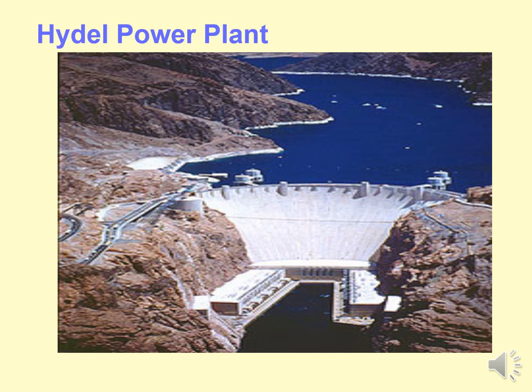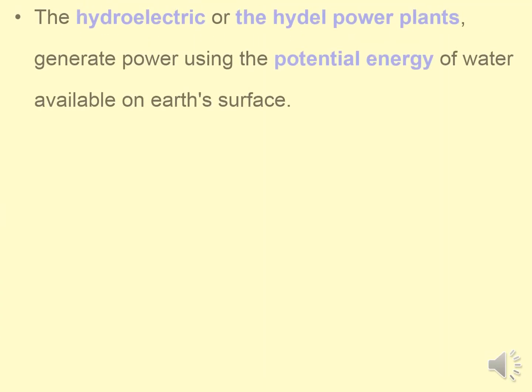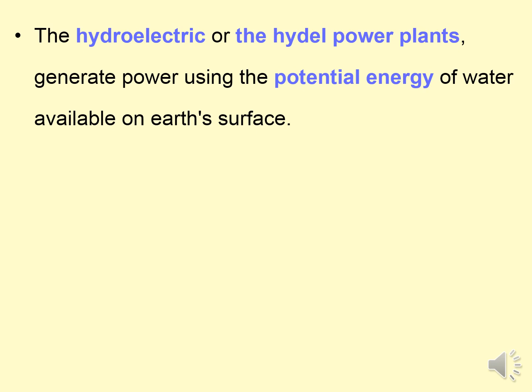See here, the dam is constructed between two hill stations, and water at the back end is stored, and that can be passed through the penstocks to the turbines to generate the electricity. So the hydroelectrical or hydel power plants generate power using the potential energy of water available on the earth surface. So basically what is potential energy?